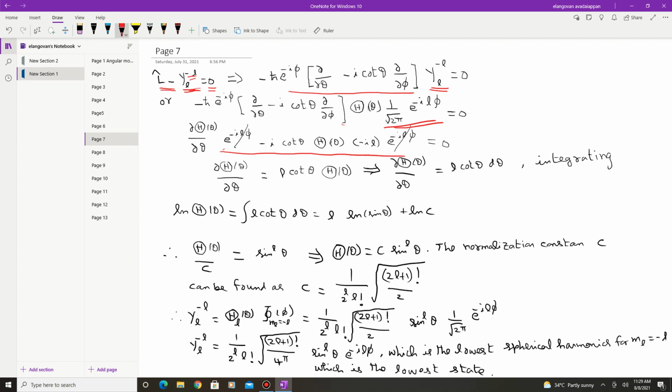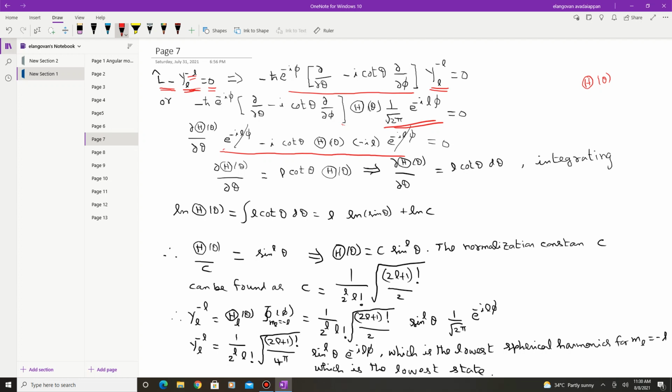From this, the theta part can be taken to one side. So from this you can arrive at this expression: (1/Θ) dΘ/dθ. This is the capital letter Theta, and this is a small letter theta, a function of theta. So dΘ/Θ dθ is equal to l cot θ.